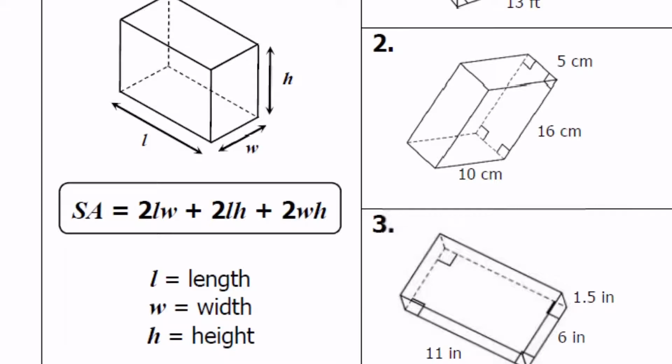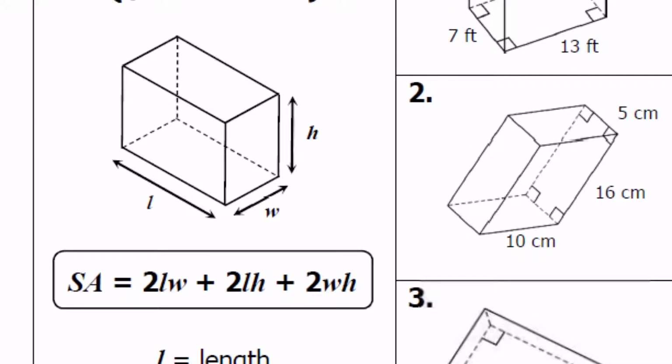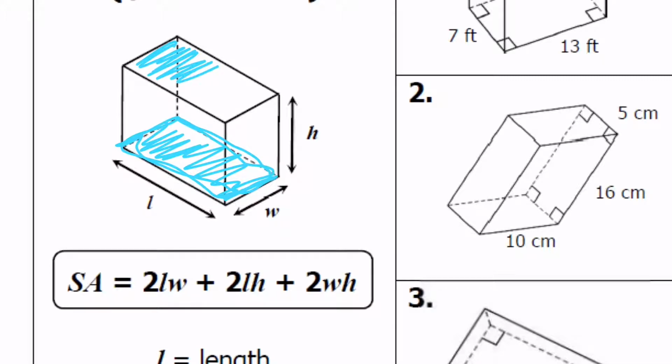SA, which is surface area, equals 2 times length times width plus 2 times length times height plus 2 times width times height. So if you notice, when we say 2 times length times width, that means we're taking the length times the width. That's the area of this rectangle on the bottom. We're taking it times 2 because there's 2 of them.